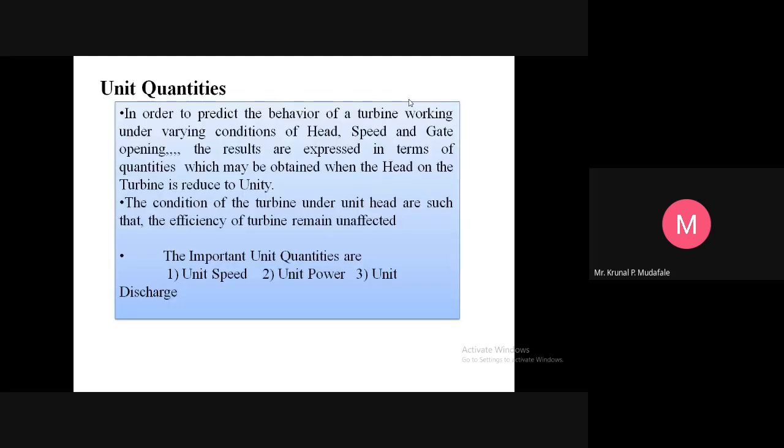There are some quantities, the unit quantities. The most important thing is that in order to predict the behavior of the turbine working under varying conditions of head, the head can vary, the speed can vary, the gate opening can vary. The results are expressed in terms of the quantities. If I want to calculate the unit quantities, they may be obtained when the head on the turbine is reduced to unity. Okay, so the conditions of the turbine under unit head are such that the efficiency of the turbine remains unaffected.